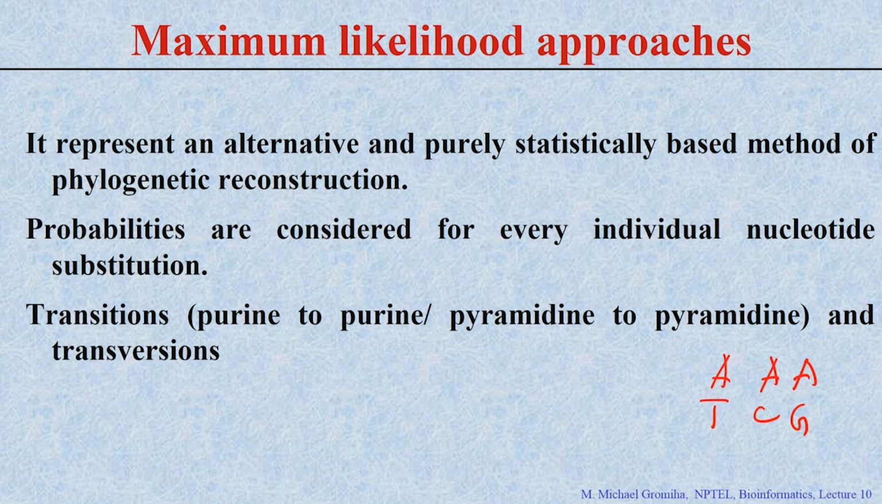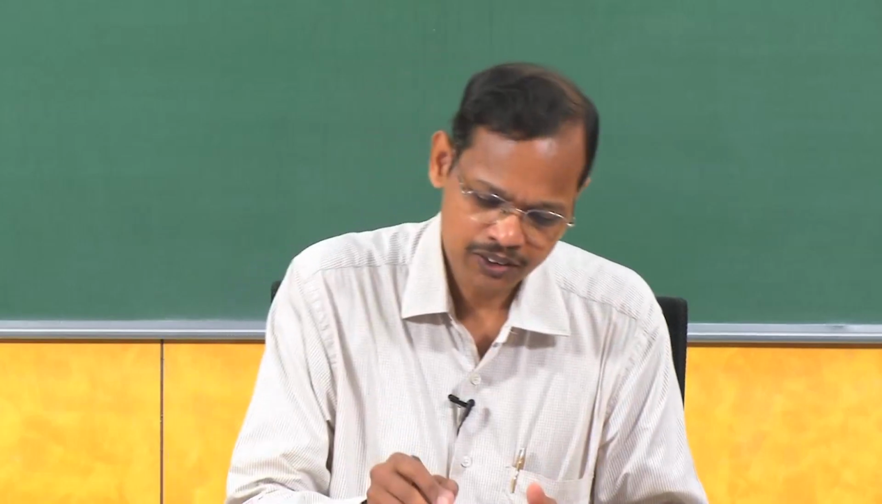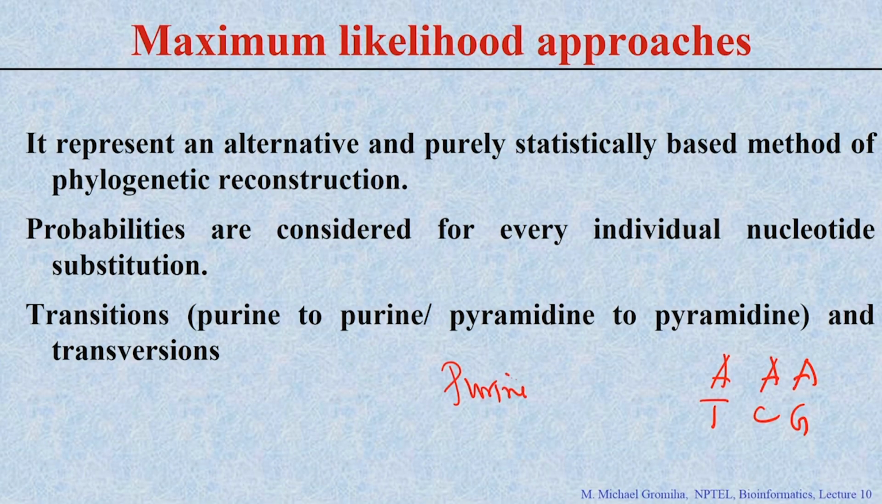In the maximum likelihood method, which is statistically based, they give weightage. For example, in the case of nucleotides, what weightage do they usually give? Purine to purine and pyrimidine to pyrimidine, they give some weightage, and these are transitions. In transversions, what is a transversion? Purine to pyrimidine or vice versa. In this case you give more penalty. So in the maximum likelihood method, they try to give weightage to transitions and transversions.